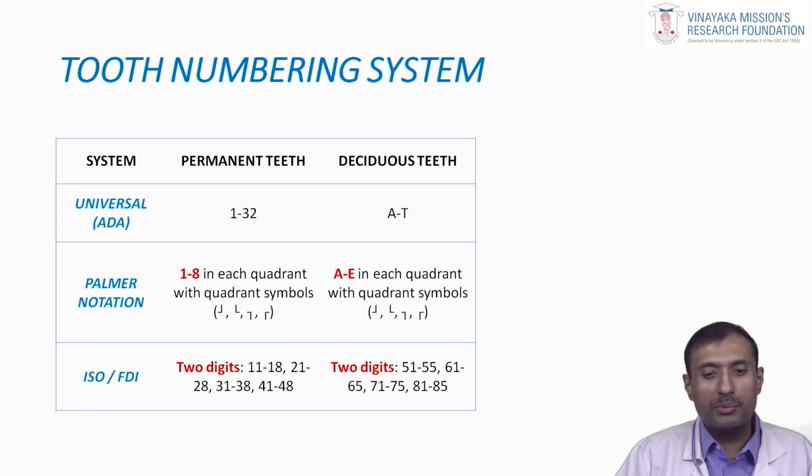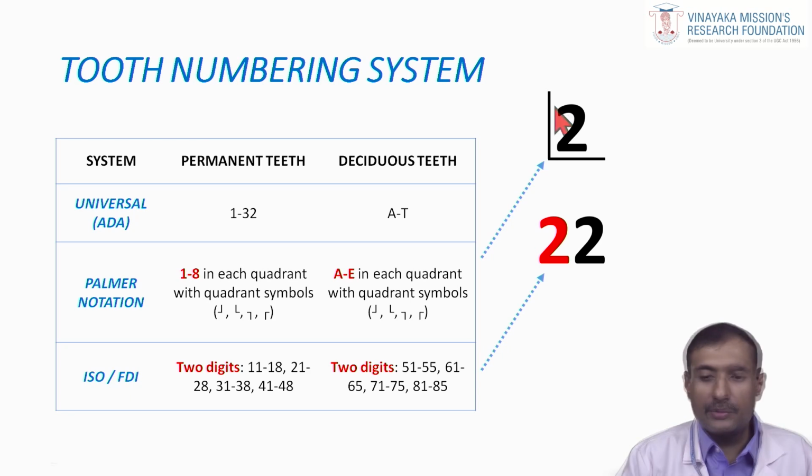In the PAMA notation system, as the name suggests, there is a notation. We have quadrants with each having its own symbol, which I shall explain. Followed by the quadrant symbols, the teeth are numbered from 1 to 8. In case of deciduous dentition, we have the same quadrant symbols, and here again the teeth are not numbered, rather they are labeled from A to E. In the ISO or FDI system, we have the two-digit system wherein the quadrant as well as the tooth is numbered. In case of deciduous teeth, it follows the two-digit system, again representing both the quadrant and the number, which I shall explain in detail.